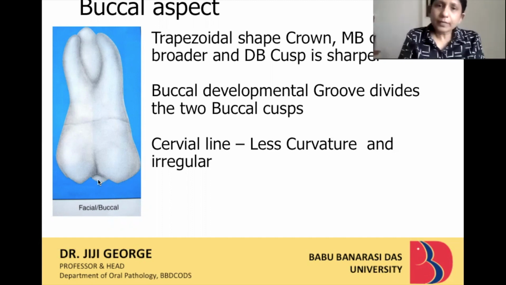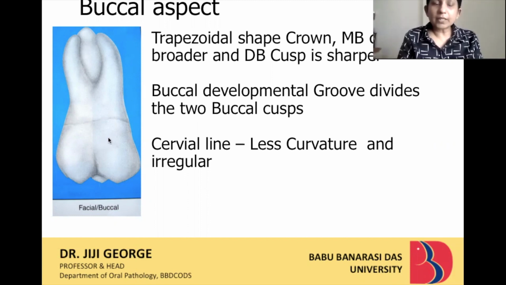Having said that, I have already explained that the shape of the crown is like a trapezoid. The shorter part of the trapezium is at the cervical line, and the longer part is at the occlusal line. Between the mesiobuccal and the distobuccal cusps, we have a central groove called the buccal developmental groove. This groove divides the mesiobuccal cusp from the distobuccal cusp.